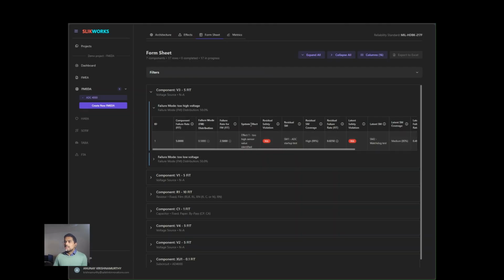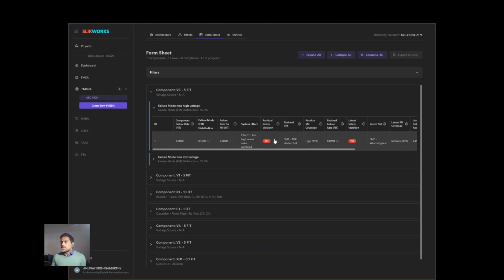Then we have the system effect, which is too high sensor value identified. Now it's up to the user to decide whether this failure mode can lead to this effect. So we have the failure mode, which is too high voltage. If the input analog voltage is too high, then the ADC values would be too high. That can lead to a too high sensor value. So definitely this is a problem.